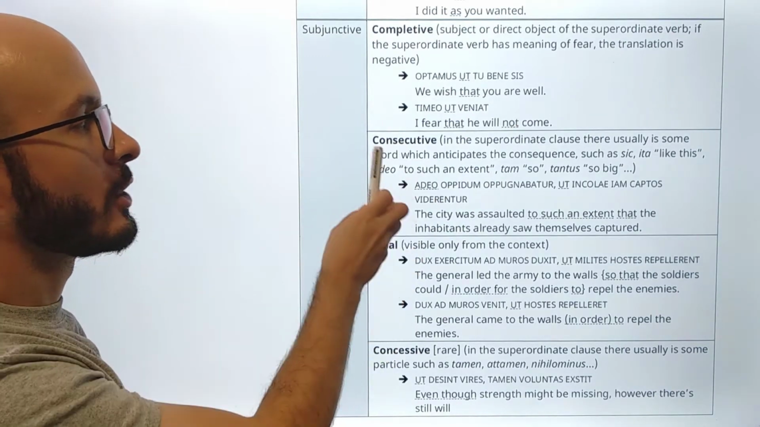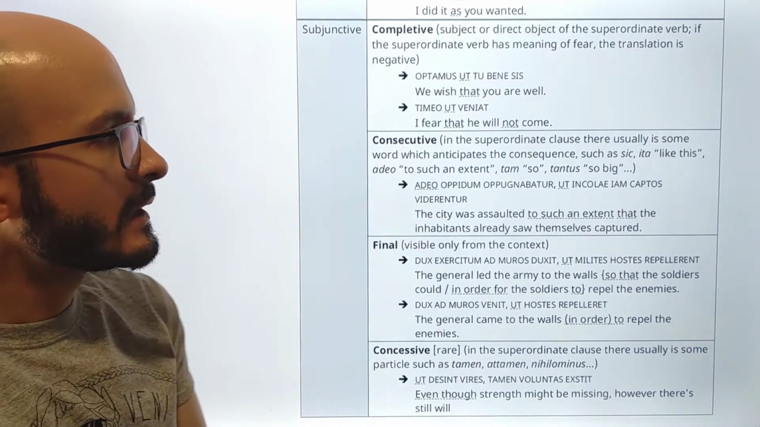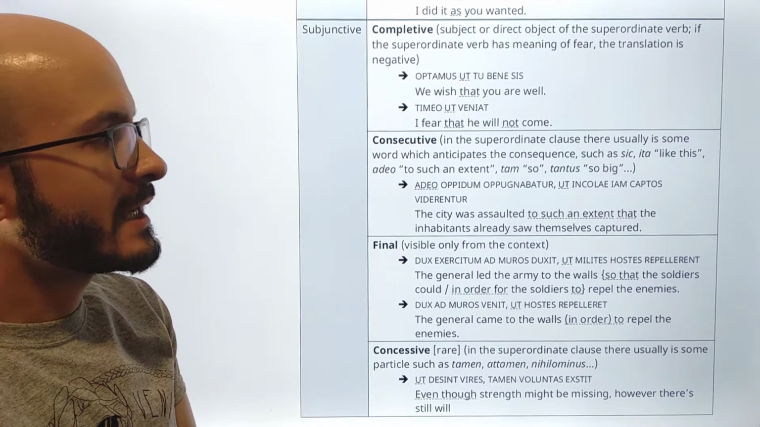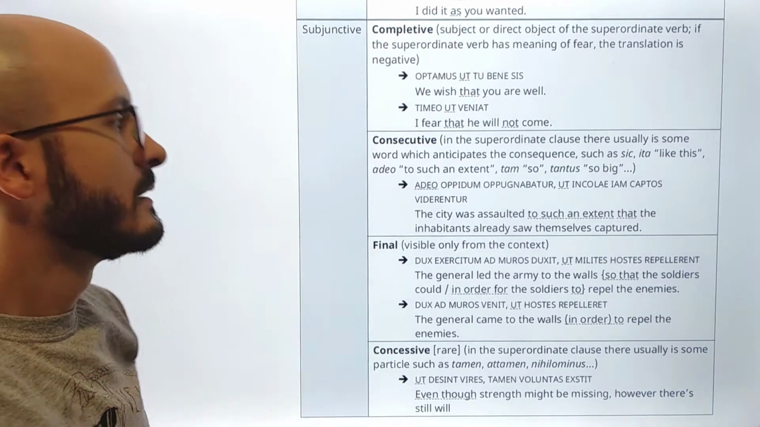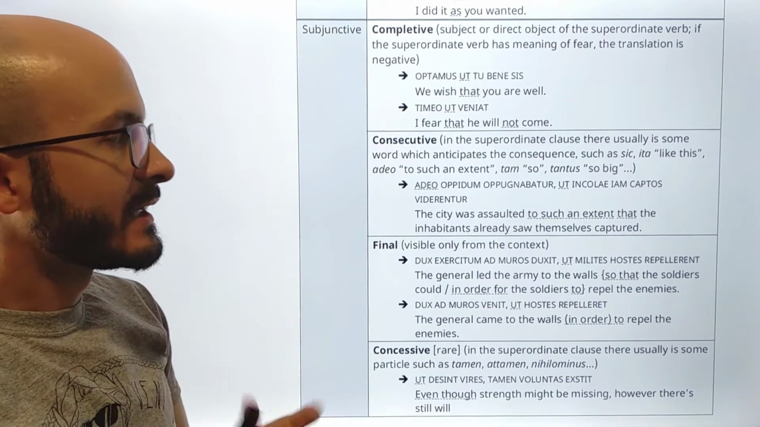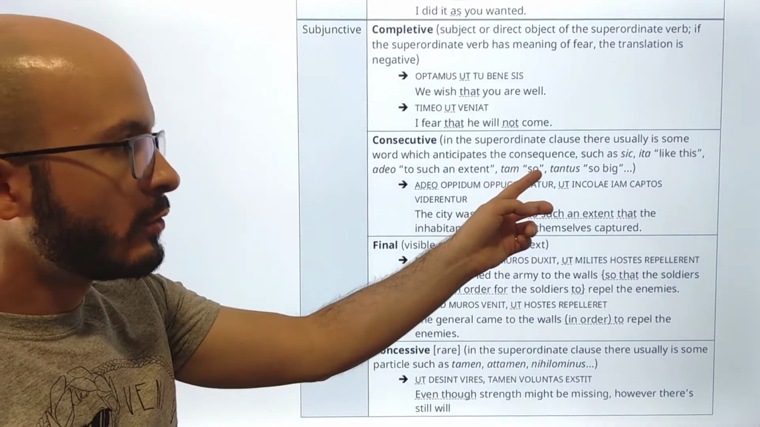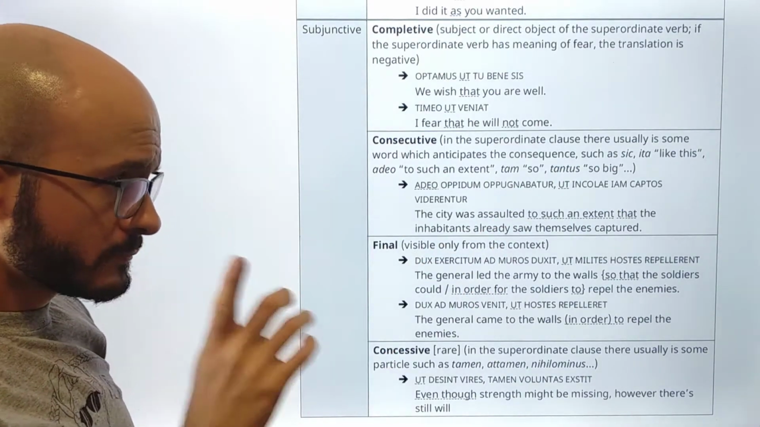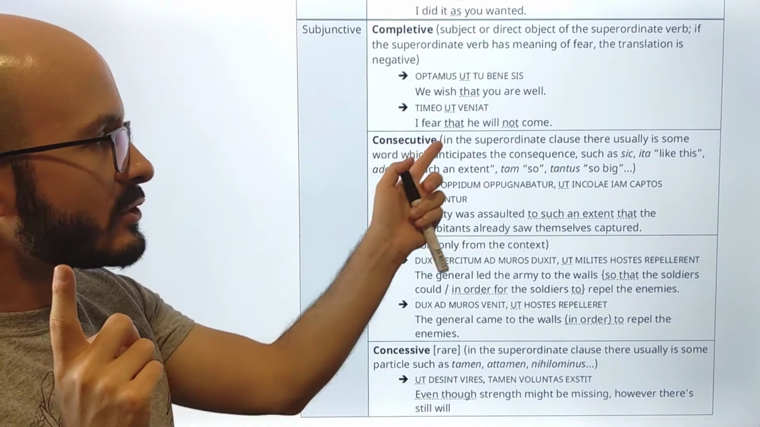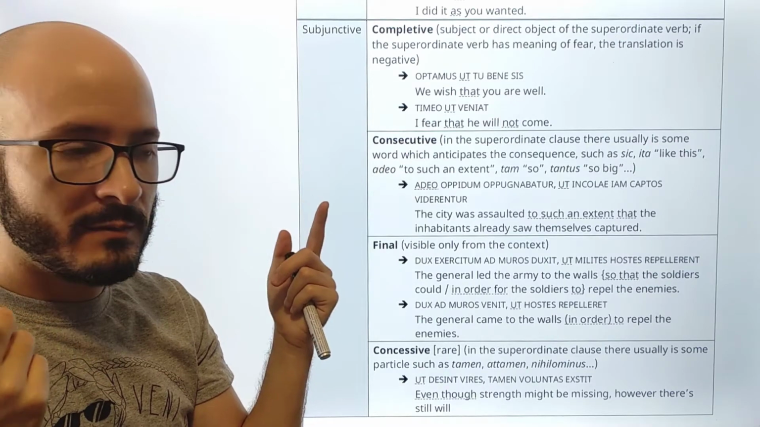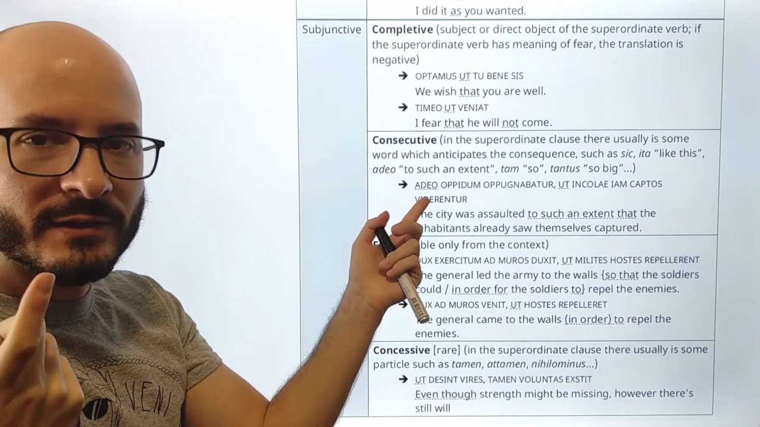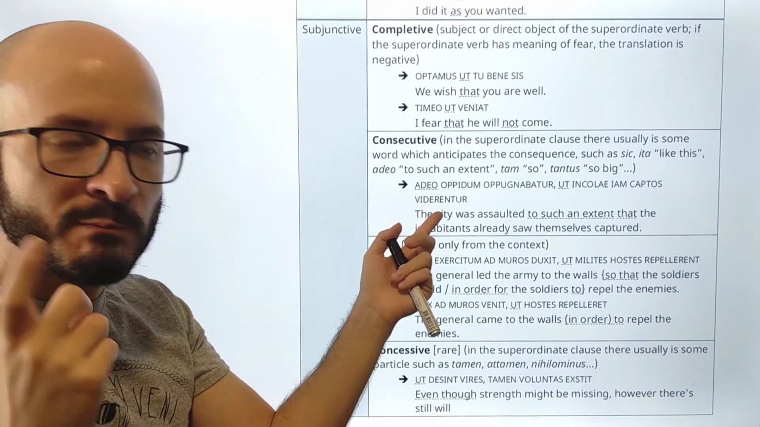Okay. Then consecutive. In the superordinate clause, there usually is some word which anticipates the consequence, such as sic, ita, like this, adeo, to such an extent, tam, so, tantus, so big, etc. Okay? So, do notice, because these consecutive clauses at first are kind of hard to see and to identify, to spot.